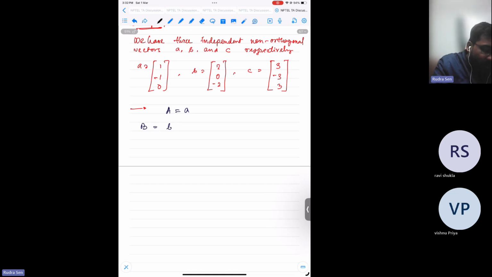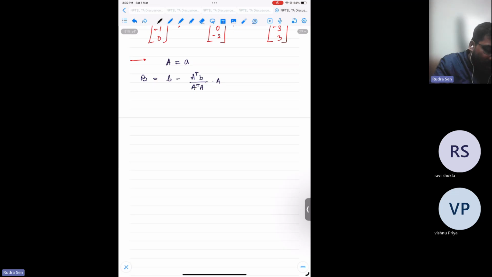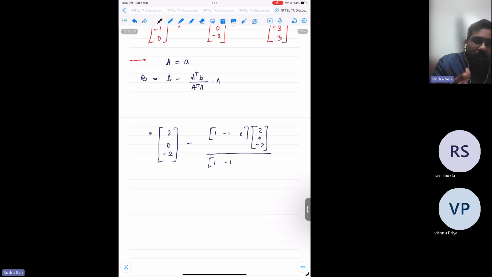So vector B is small b minus A transpose b by A transpose A into A, right? So what is the b vector? It's 2, 0, -2, minus A transpose, which is 1, -1, 0, times 2, 0, -2, whole divided by A transpose A. We can use the division sign because here A transpose A is a scalar. If it's not a scalar, then we can't do this in a division format. It's a matrix term, so we use an inverse there. And then A, which is 1, -1, 0.